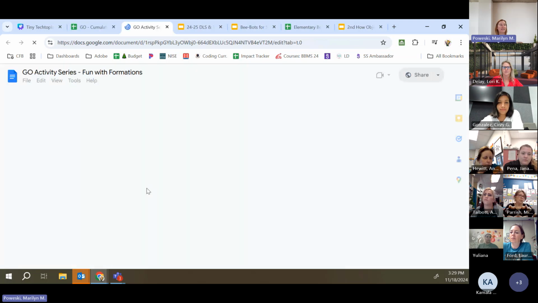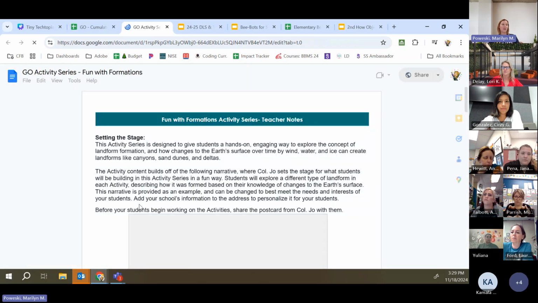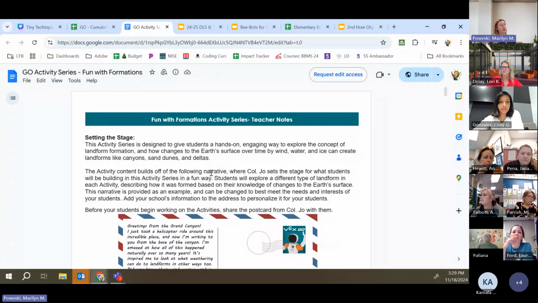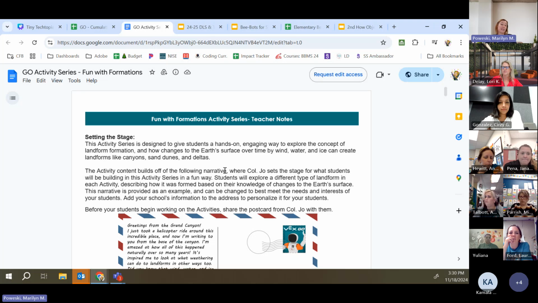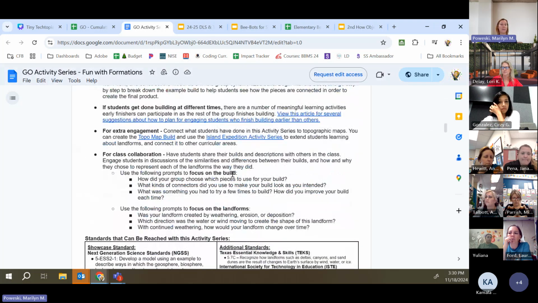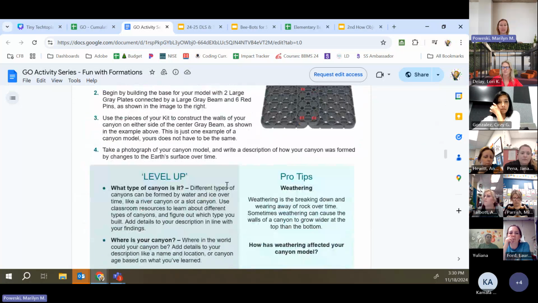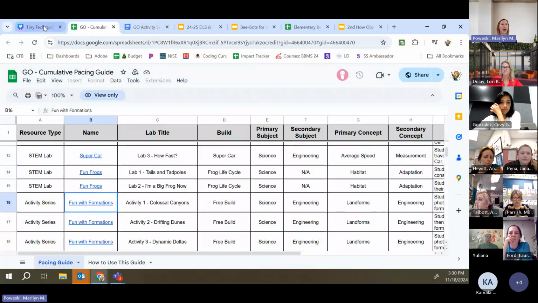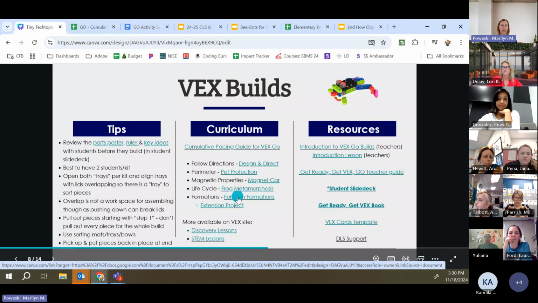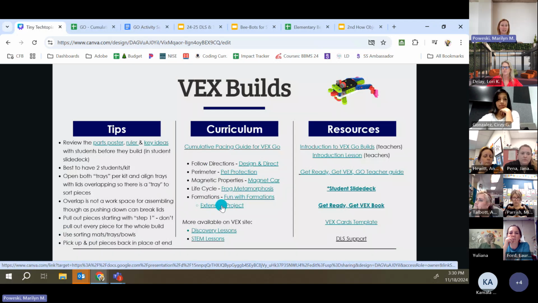This is one that VEX actually made by request. We intentionally requested, hey, Fun with Formations doesn't have a lot of engaging activities. We would love to do one. Can you design one? And they did. They wrote this whole lesson because we requested it. It came with the directions and the resources. And then I took that to the next level in my classroom. So they built the Fun with Formations activity.